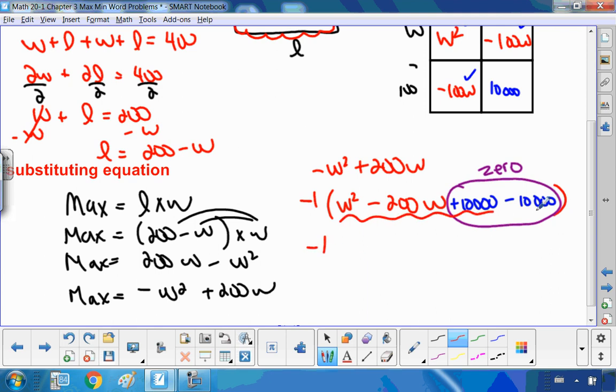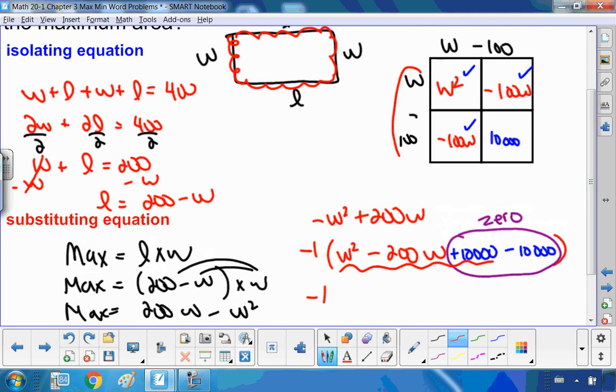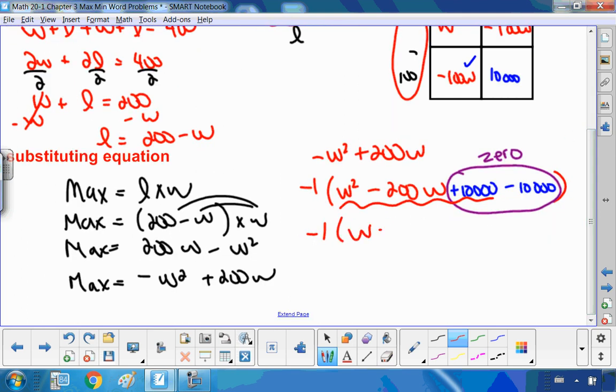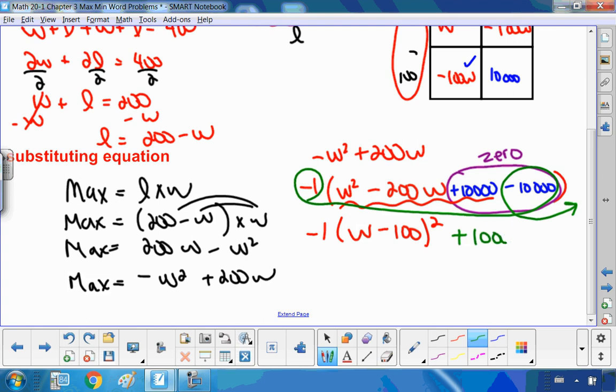So let's complete the square. Here is my perfect square trinomial. So that factors as W minus 100 times W minus 100, or W minus 100 squared. Then I have to worry about that negative 10,000 inside. So I'm going to take out a negative 1 times a negative 10,000. I take that out, and I'm left with positive 10,000. So let's write the vertex. The vertex is the opposite of the inside, straight up what the outside is. So that's my vertex, 100 and 10,000.